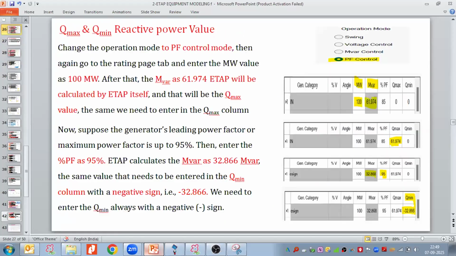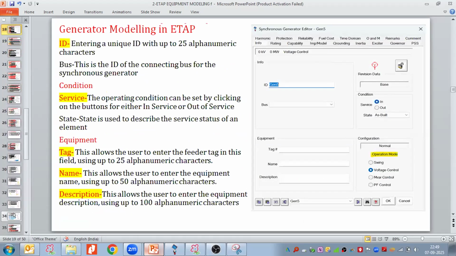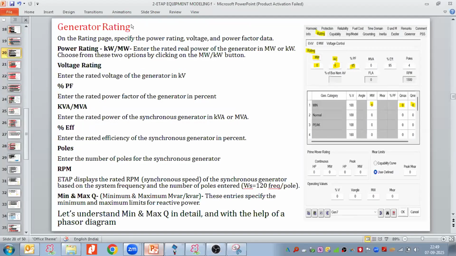Raghav, 1 to 2 questions. Yeah, hello. Yeah, Somajit.